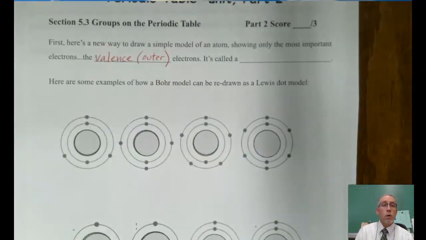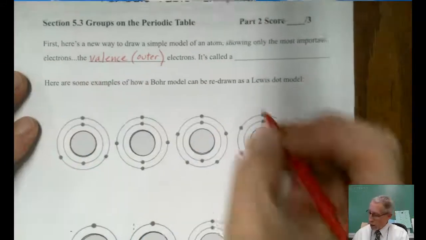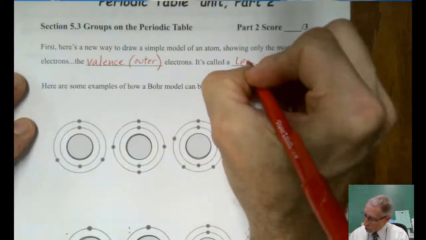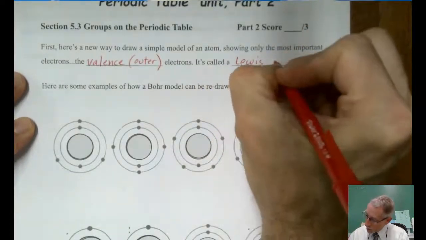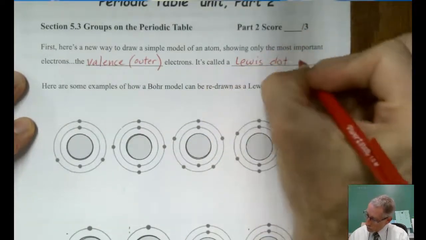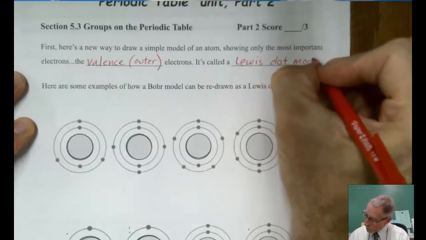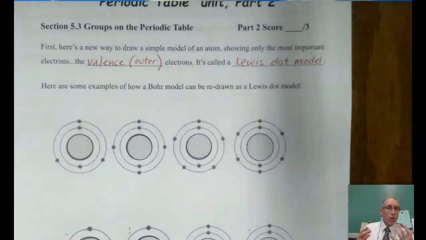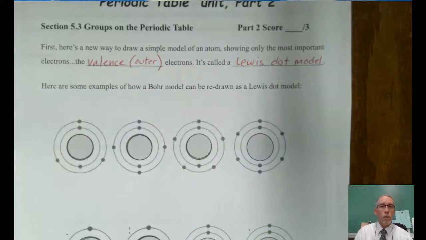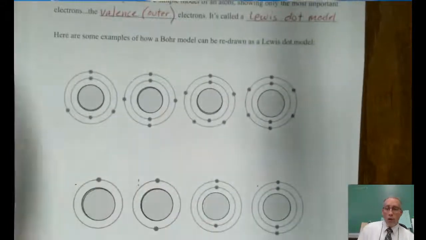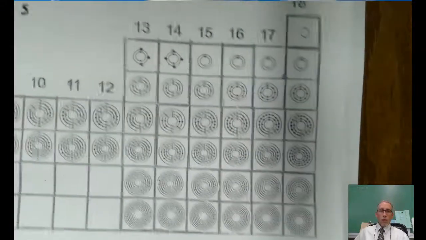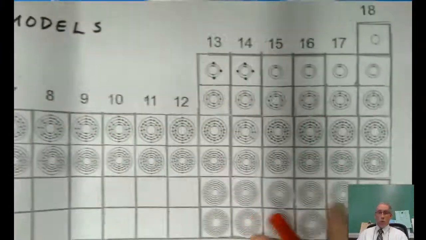All right. So this model is going to show you only the outermost electrons. It is known as a Lewis dot model. The name Lewis, just the person who kind of came up with this idea. So much easier. I'll remind you when we did the lab in the last unit, remember these pictures? These were the Bohr models.